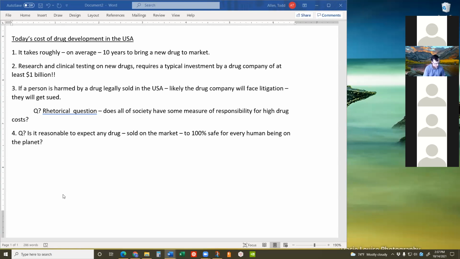So let me ask you this in the chat window. Why is it not reasonable to expect drugs to be 100% safe? Why is it not reasonable? Why are we establishing a standard for the drug companies that nobody on the planet Earth could ever reach? I'm seeing some really good responses in the chat window.